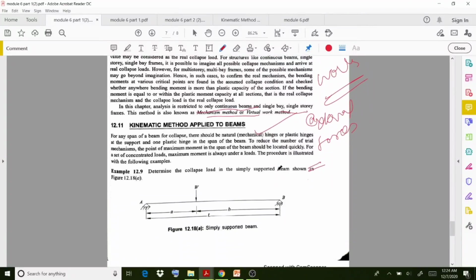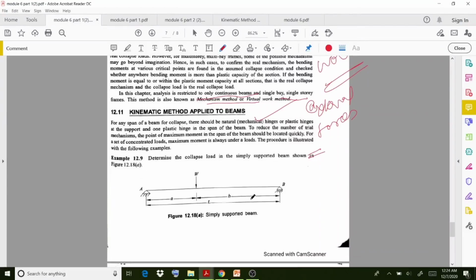So this is the question. Determine the collapse load in the simply supported beam shown in the figure. The load is not acting at the center, but at a distance of a from support A and b from support B. The total length is capital L. That's the condition provided.